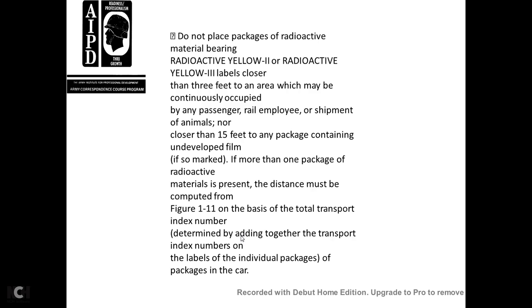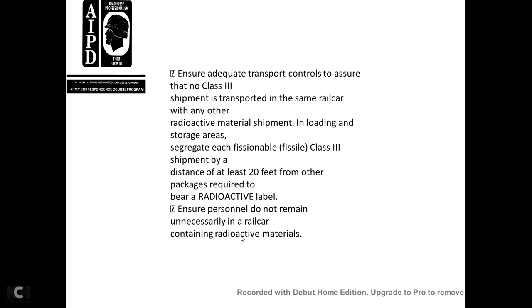Do not place a package of radioactive material bearing a Radioactive Yellow II or Radioactive Yellow III label closer than 3 feet to an area which may be continuously occupied by a passenger or rail employee. Shipments of animals must not be closer than 15 feet to any package containing undeveloped film, so marked, if more than one package of radioactive material is present. The distance must be computed from the figure on the basis of the total transportation index number, determined by adding together the transportation index numbers on the labels of the individual packages in the car.